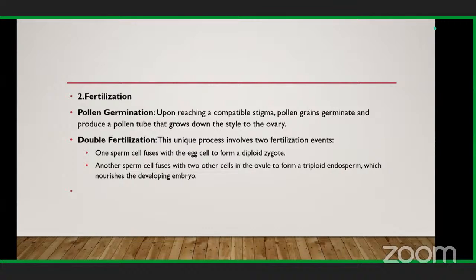One time, one sperm cell will fuse with the female gamete, the egg cell, and it will produce a zygote. Next, another fertilization will take place where another sperm cell will fuse with two other cells, the two polar nuclei in the ovule, to form a triploid endosperm. This is neither haploid nor diploid, it is triploid, that is, three sets of chromosomes, which nourishes the developing embryo. The endosperm's role is to give nourishment to the developing embryo. That is double fertilization.